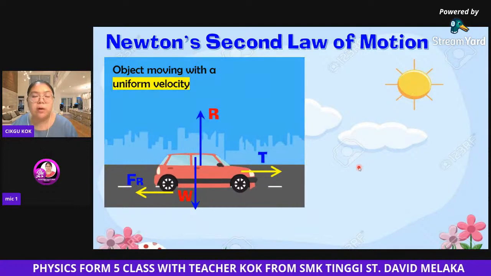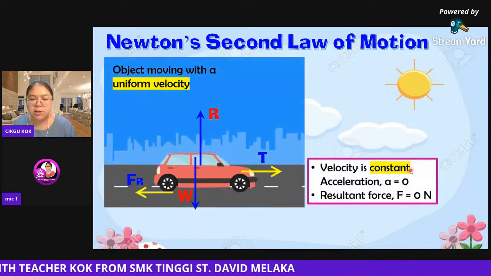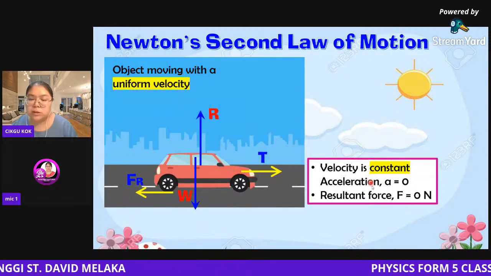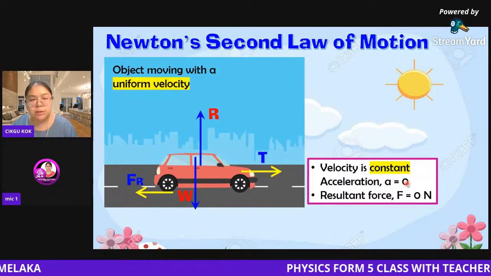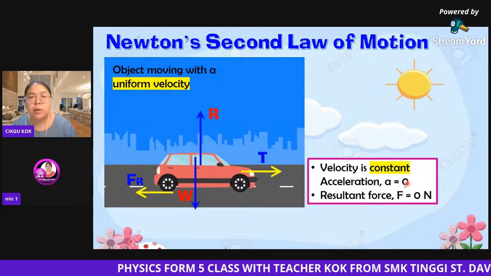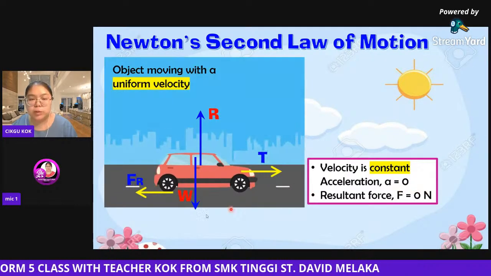For this situation, it is mentioned that there is uniform velocity. So for uniform velocity, we write the equation. Velocity is constant because you say uniform velocity. Acceleration becomes zero. If the acceleration is zero, F equals ma, so what's the F? The F must also be zero, right? So this is uniform velocity.